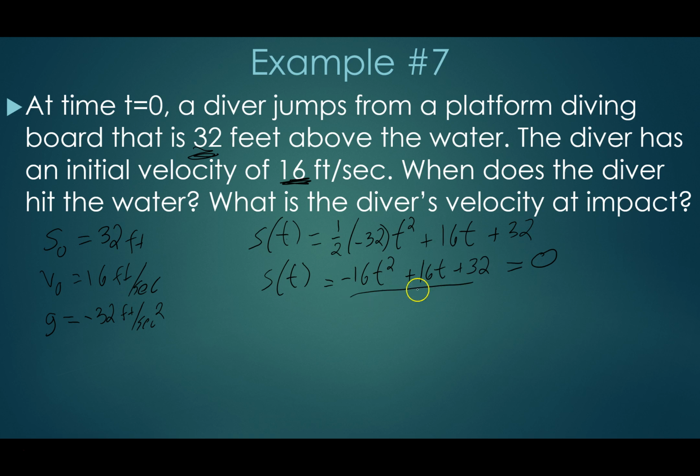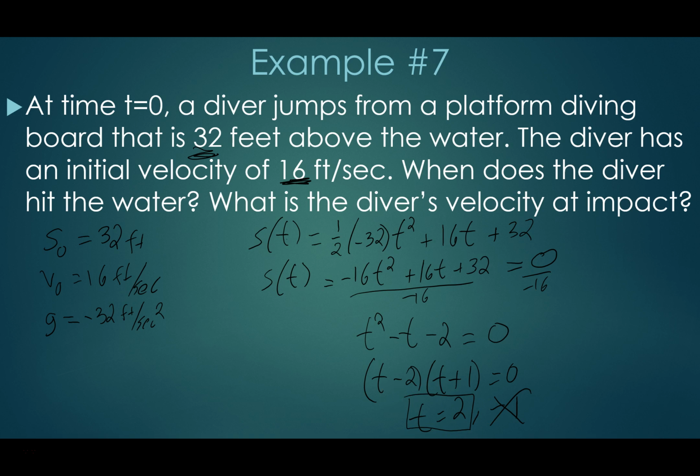So I'm going to divide everything by negative 16. Now we have no numbers in front of our t squared. I have simply t squared minus t minus 2 equals 0. This is now a much simpler problem to solve, because now I can factor it much more easily. I have t minus 2 and t plus 1. t equals 2 and negative 1. Now, negative 1 makes no sense. I can't have a negative 1 second. That means I go back in time 1 second, and that's illogical. So, when does the diver hit the water? After 2 seconds. It takes them 2 seconds to hit the water.